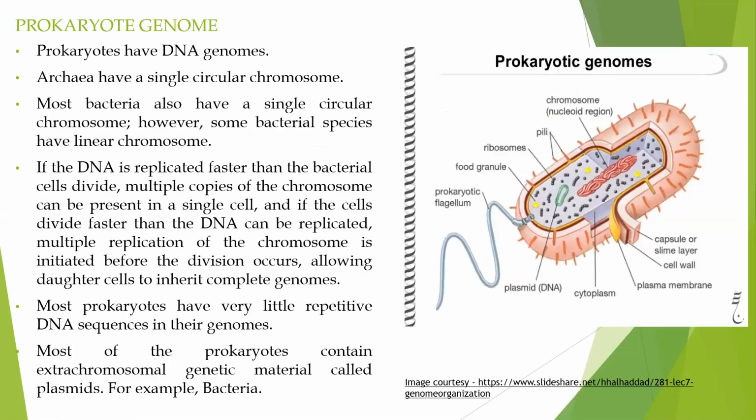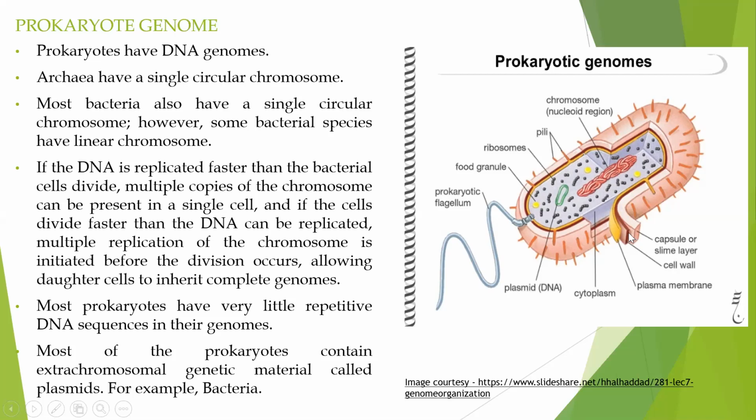Next one is the prokaryotic genome. Now this is a typical prokaryotic cell. You can see the projections outside on the surface, these are called pili. This is a flagellum, which helps the movement of the prokaryotic cell. And then you have a capsule, also called the slime layer, which protects the prokaryotic cell against unfavorable conditions.